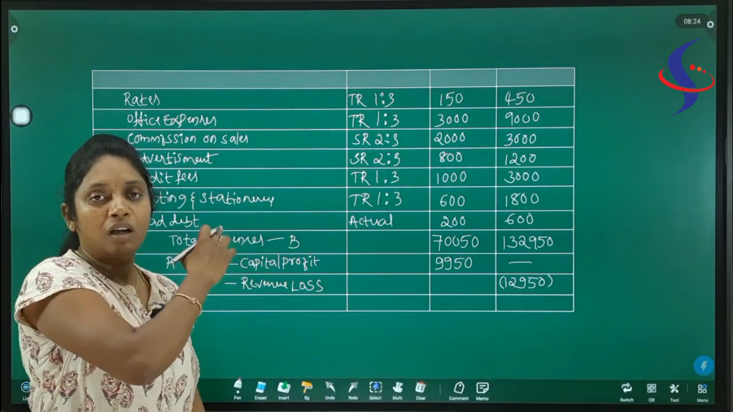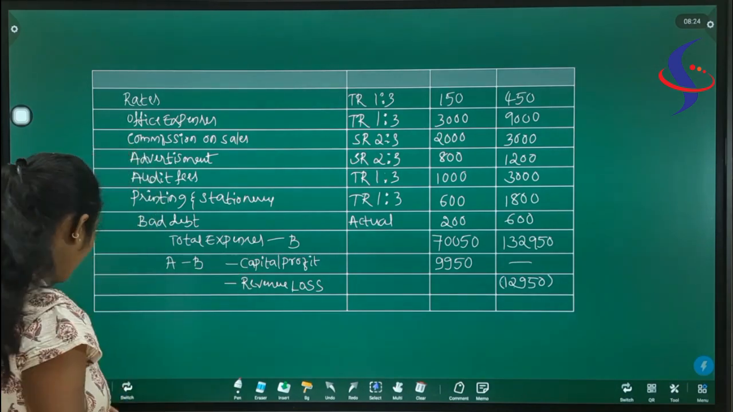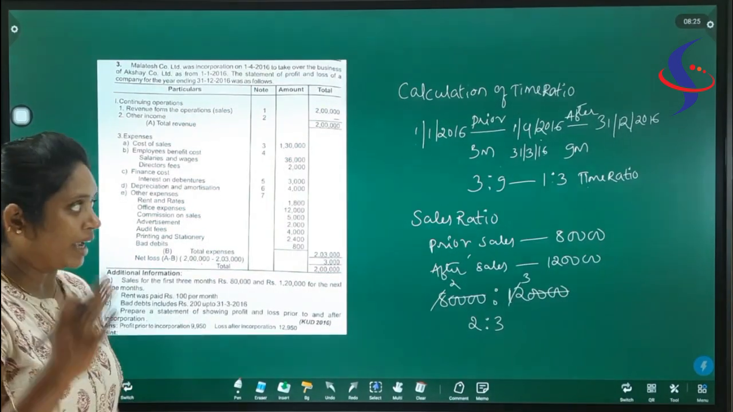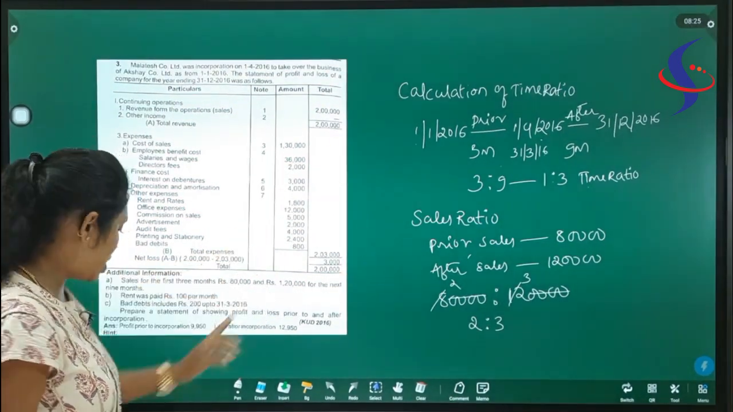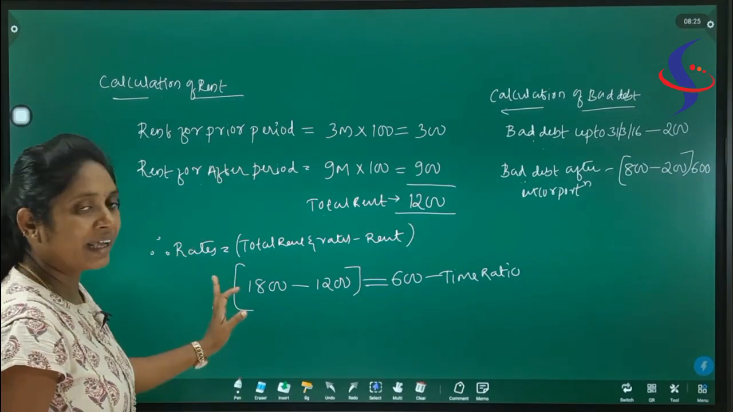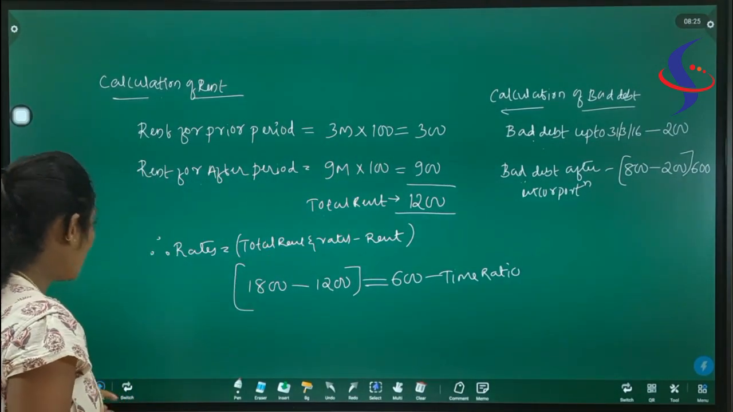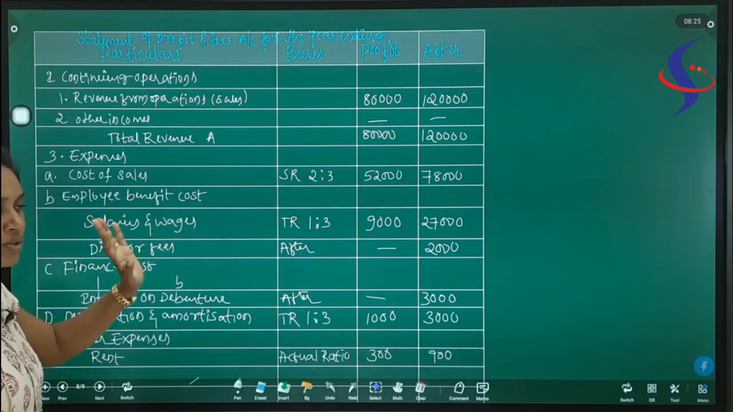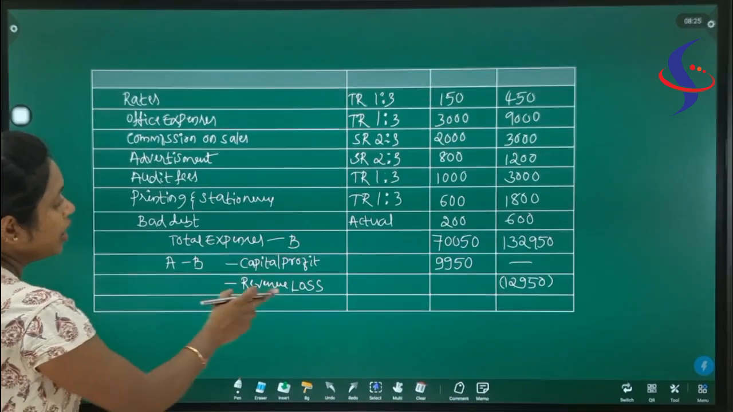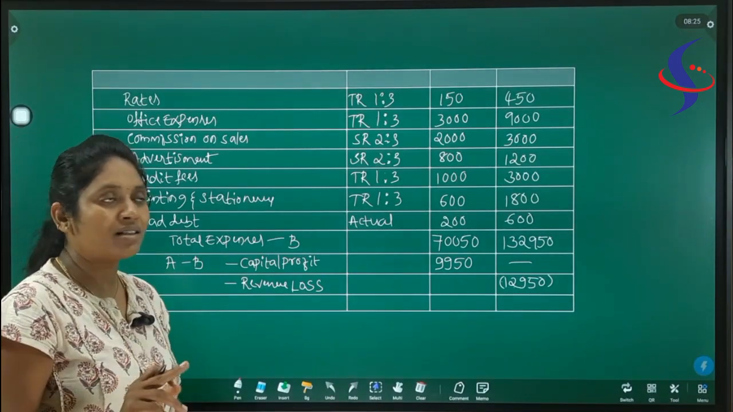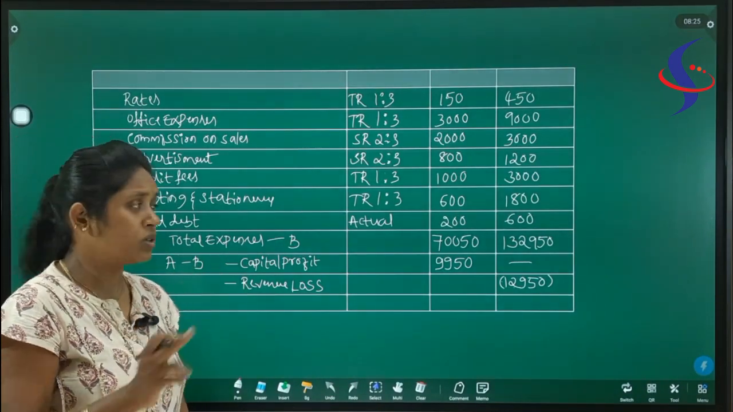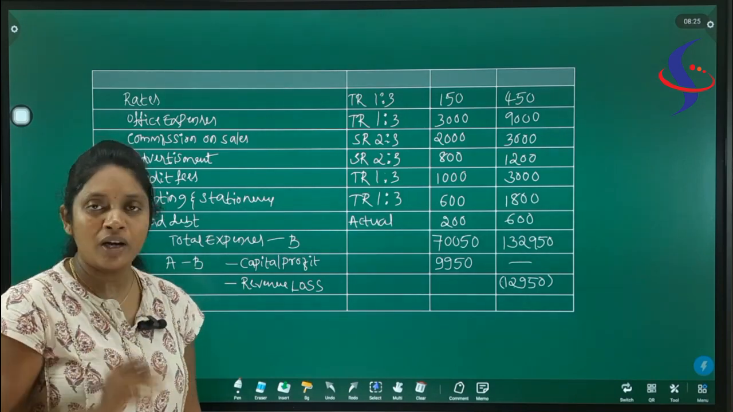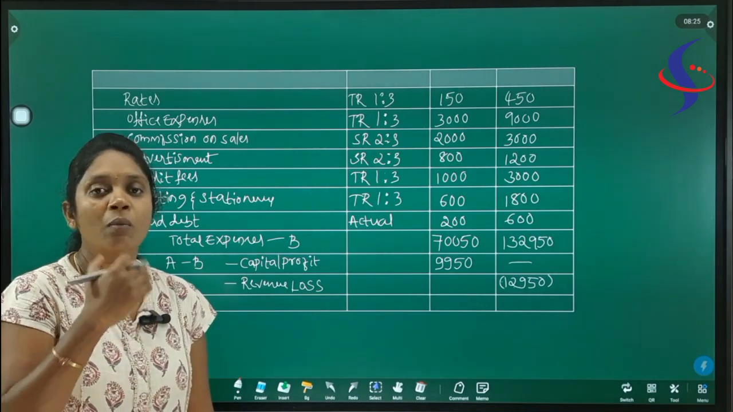So this is a problem of 10 marks. We have done it from the base of all the working notes of calculation of time ratio, sales ratio, then rent and rate calculation, bad debt, and we used all these rates and ratios to divide the components which are given in the question. We divided and we got the answer. So if you learn this, the 10 marks will be there in your pocket because this is a compulsory question for your examination. Hope you understood. In the further classes, we'll do more sums.